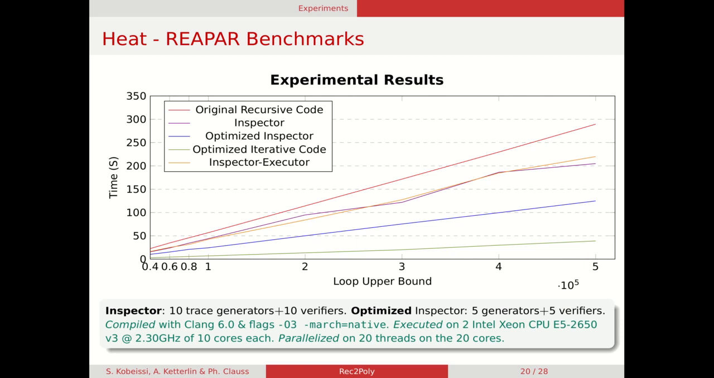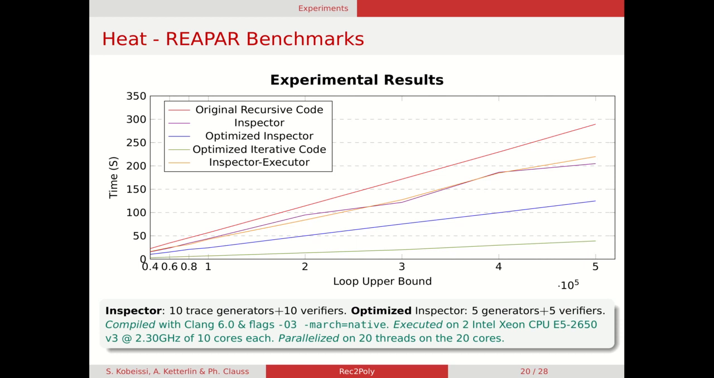On the horizontal axis, we have the number of iterations of the loop invoking the recursive function divide in function heat, while on the vertical axis, we have the execution time of the program. All the comparisons I'm going to make are with respect to the performance of the original recursive code represented by the red line. For an upper bound of 500,000, the inspector code, which is composed of 10 trace generators and 10 verifiers, and whose performance is represented by the purple line, performs about 29% better.